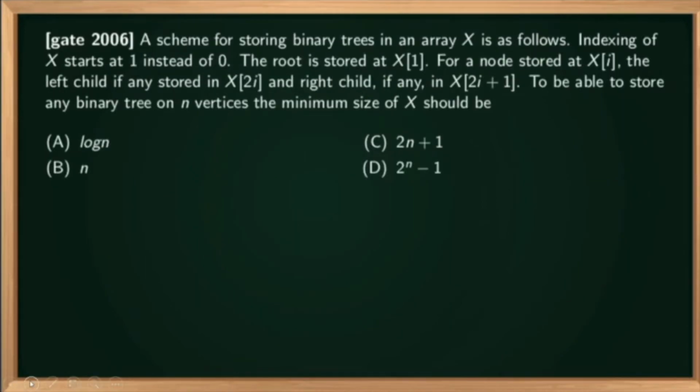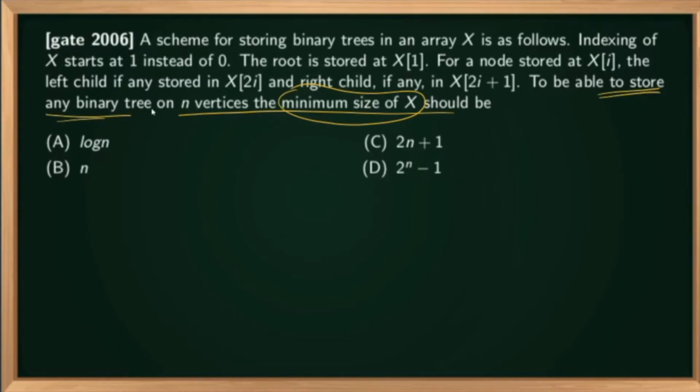I'll give you 1 minute to solve this problem. We have n vertices. We don't know anything about the tree, but we have n vertices. Then what should be the minimum size of x? Even though it's asking for the minimum size of x, you should be able to accommodate any tree with that size. You should be able to store any binary tree with that size.